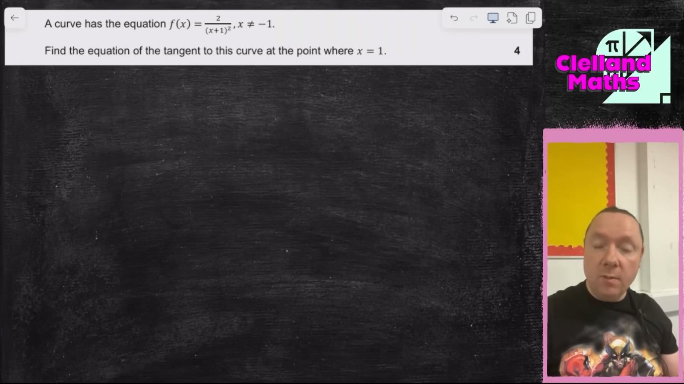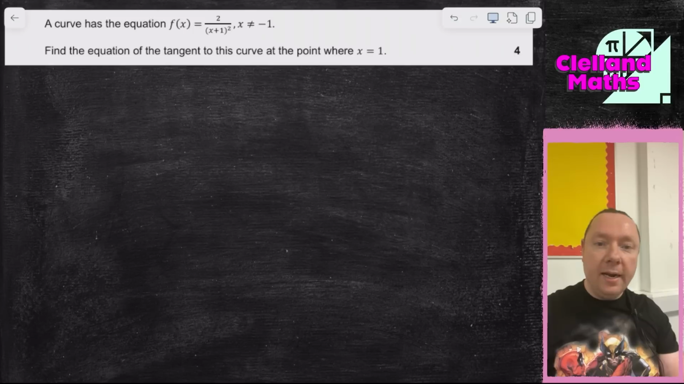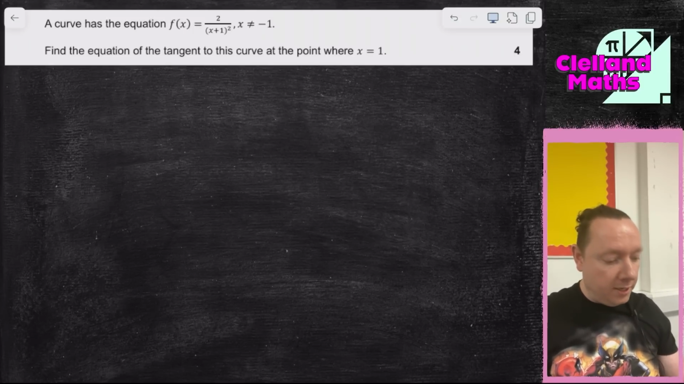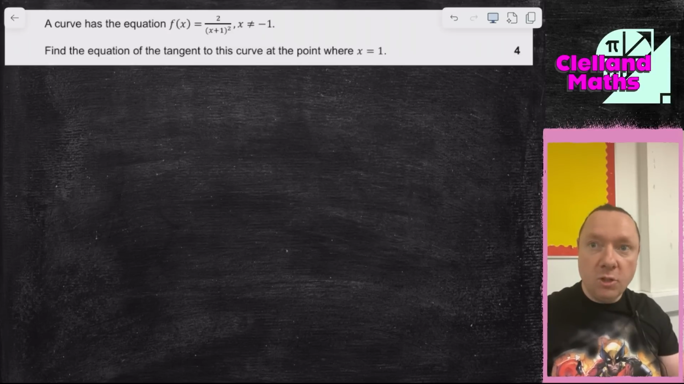Okay, equation of a tangent means I need to do differentiation. And when I do differentiation, I get the gradient of the tangent. I put 1 in. And then I need a point to do y minus b is m(x minus a). So to get my point, I sub 1 in f of x to get x and y. That is my approach to this.